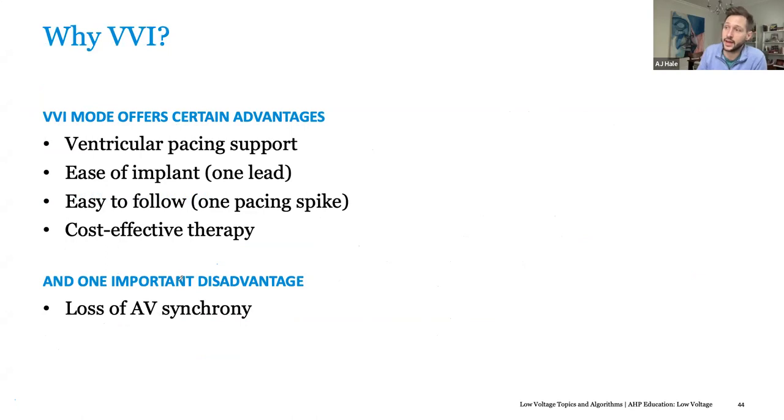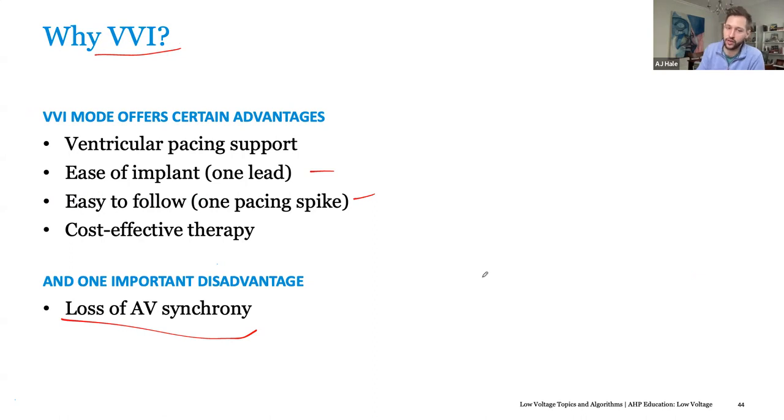So why VVI? It's one lead, only one pacing spike to keep track of. It's really straightforward. It's pretty cheap to implant. But one of the big issues is loss of AV synchrony. So if they have a functional atrium, a VVI device is probably not optimal. Unless it's one of those patients who you know are just going to have an occasional drop in rate and we just need very, very intermittent pacing support, then we could do a VVI device.